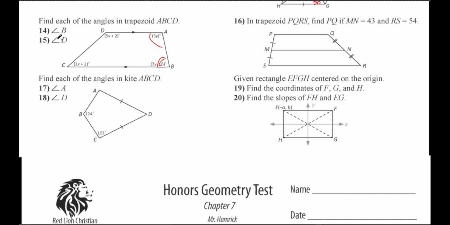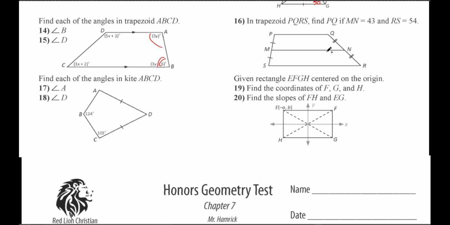All right, so you can find angle D by finding X, plug it back in, find Y, plug it back in, and you're good to go. All right? Trapezoid. What's true about this MN? We call that the midsegment. Do you remember what's true about the midsegment?